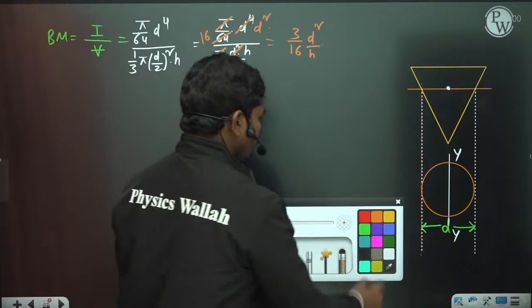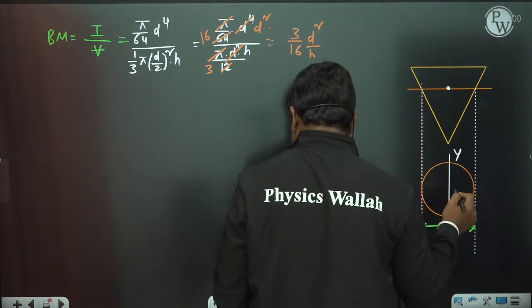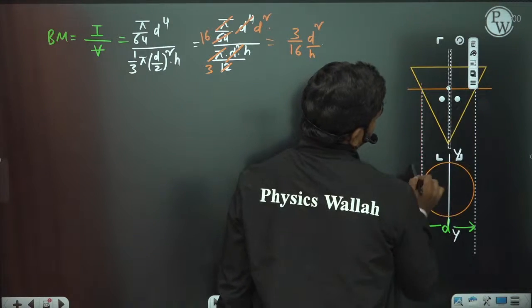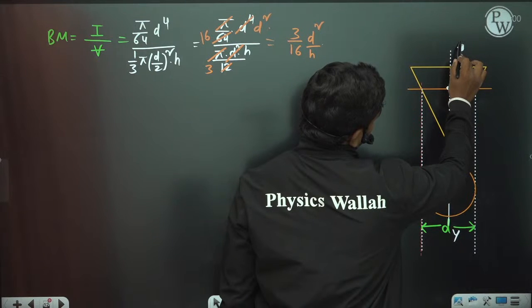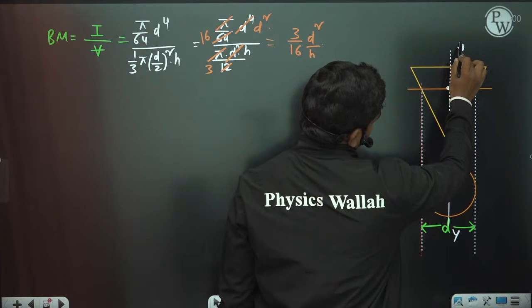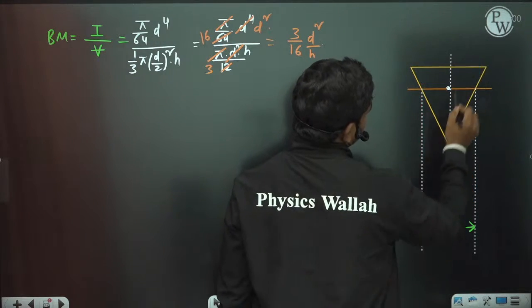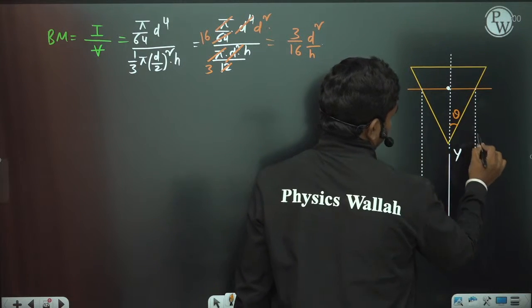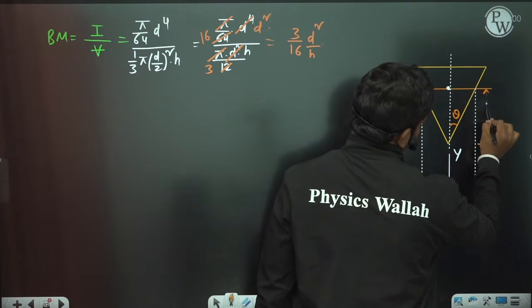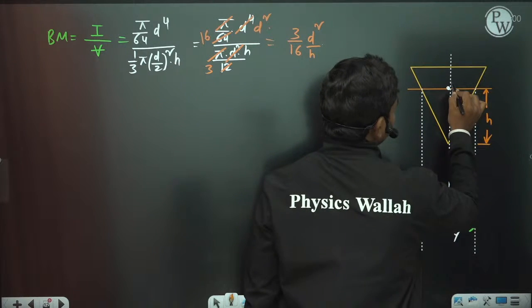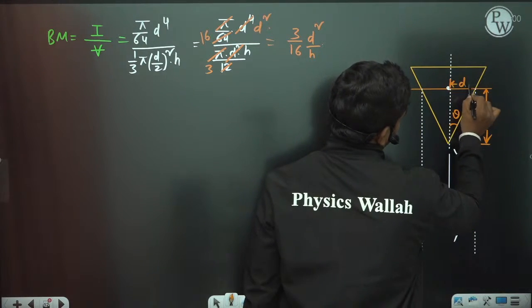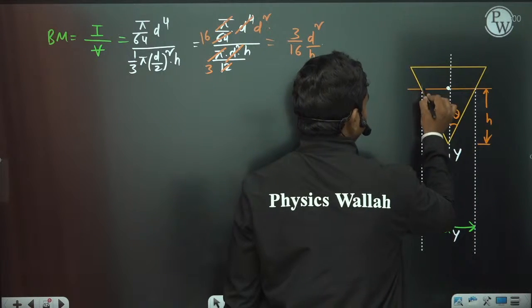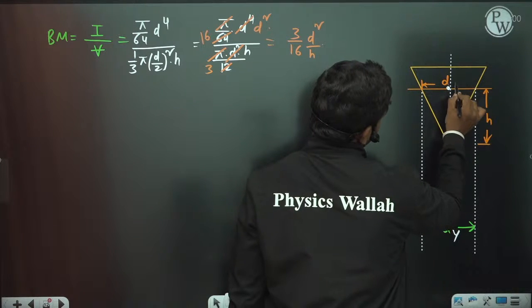So what is this BM? Let us try to understand. If you draw the axis of this cone, basically this line, see here, this angle is theta, this is h, and this is small d by 2. Let us say small d here, so this is the small d value.